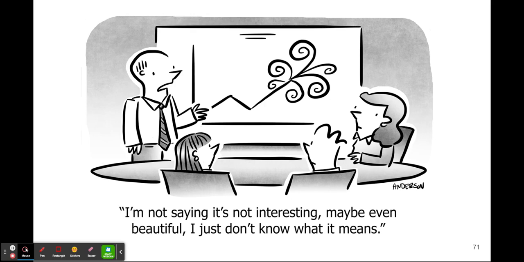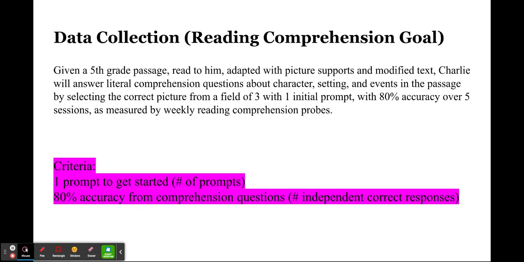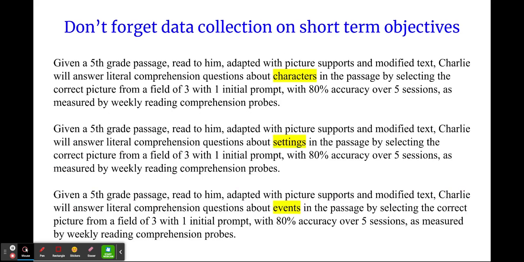And that's because progress monitoring can be difficult. We spoke about it earlier in this session, but we're going to talk about it in relationship to the goal that we wrote for Charlie. So when we think about the criteria, we started off with the number of prompts or redirections that he's going to need in order to meet his goal. But then we also included the accuracy of the comprehension questions. So we're going to record the number of independent correct responses for him.